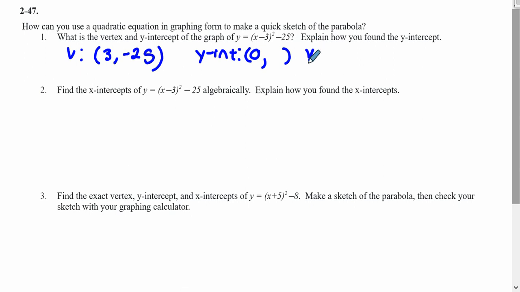So into my equation, I get y equals 0 minus 3, so that's -3 squared, minus 25. -3 squared is 9, minus 25 is negative 16. Therefore, it's (0, -16).